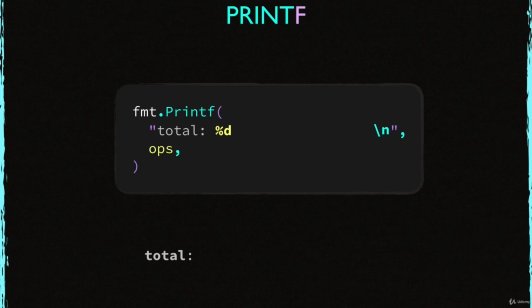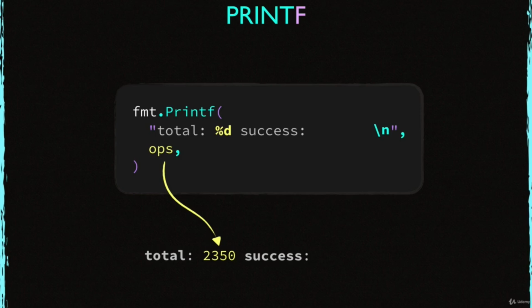Okay, let's run it again. As you can see, printf replaces the %d verb with the ops variable, right? Then it prints 2350. Now I'm going to type success inside this formatter text. Let's run this again. It prints success. Good.